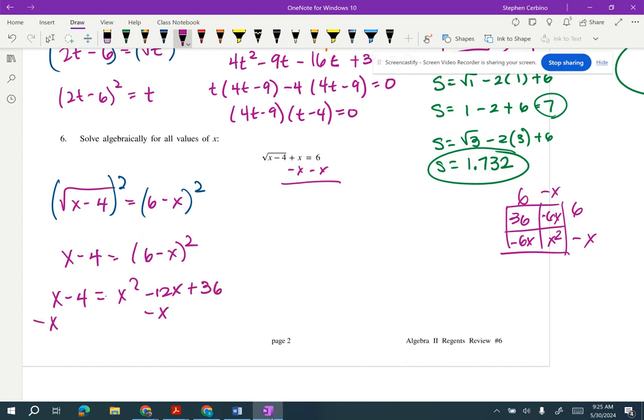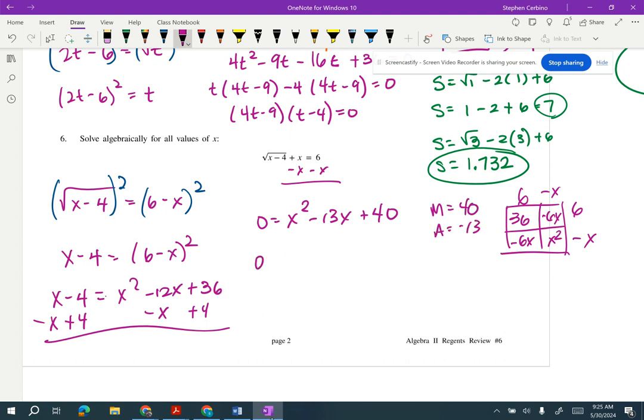Again, it's quadratic. So I have to subtract x and add 4. So we have 0 is equal to x squared minus 13x plus 40. And we're trying to figure out numbers that multiply to make 40 and add to make negative 13, which should be 8 and 5. So minus 8 and minus 5, meaning our two answers here are x equals 8 and x equals 5. But again, I have to check this.